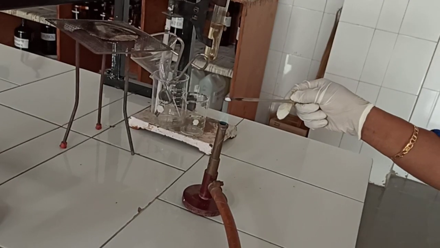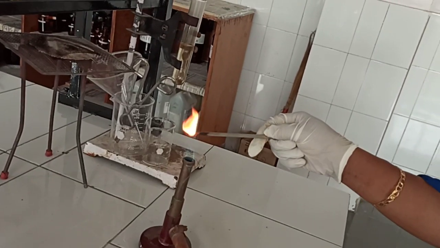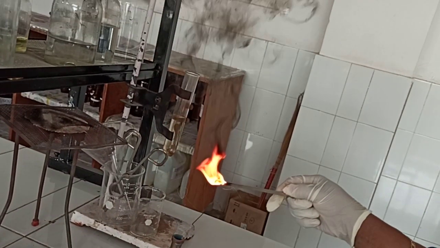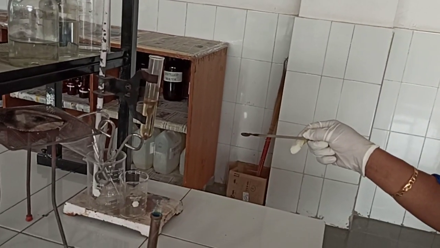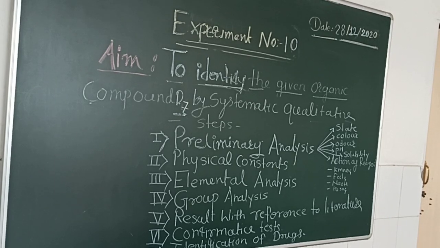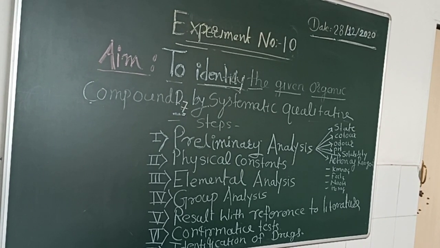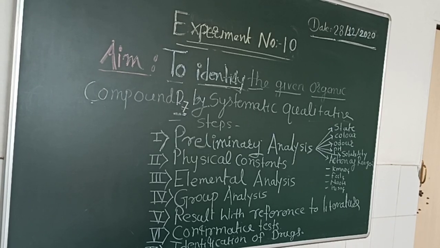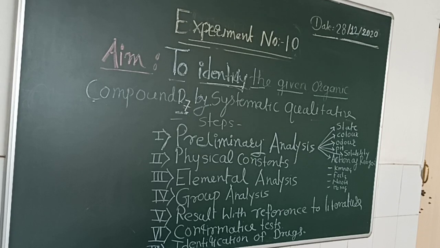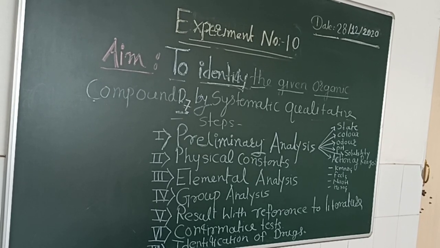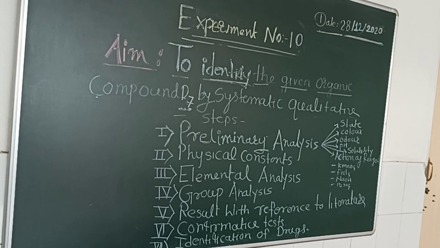See the next step, that is heating on the spatula. Observe, it gives a sooty flame. So in the preliminary test we conclude that today's D7 compound is aromatic in nature, it is a saturated compound, and it is acidic in nature.